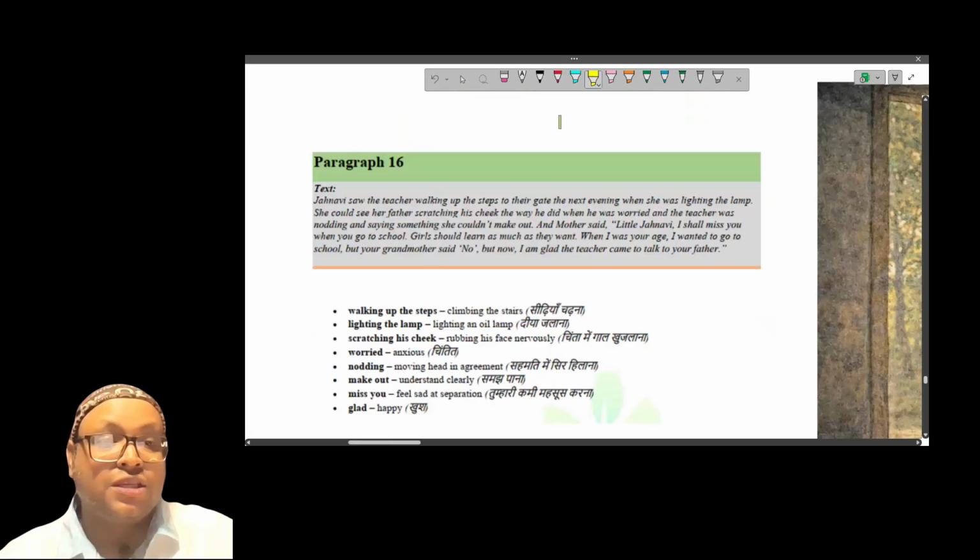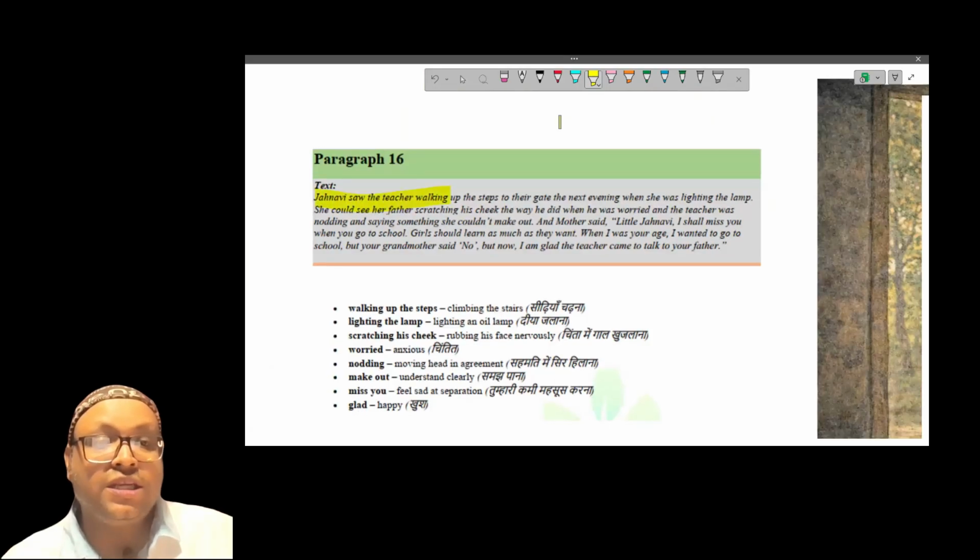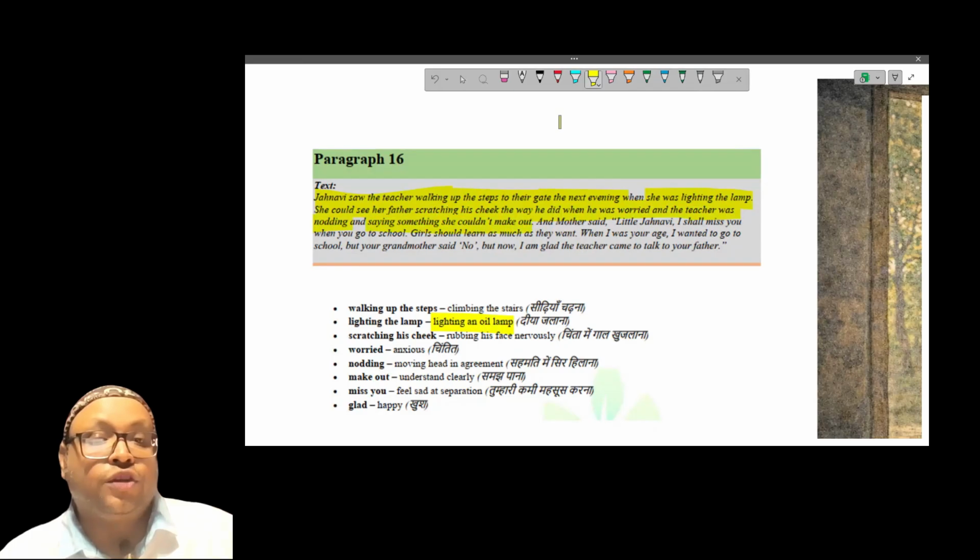Now, let's go to para 16. Jahnavi saw the teacher walking up the steps to their gate next evening. So next evening, the teacher came to their house. She was lighting the lamp, an oil lamp, right? She could see her father scratching his cheek the way he did when he was worried, and the teacher was nodding and saying something she could not make out.